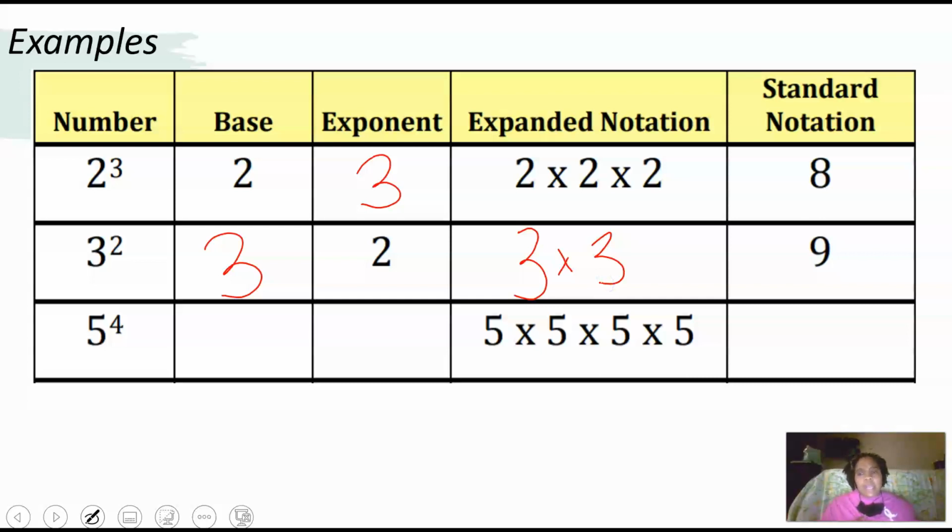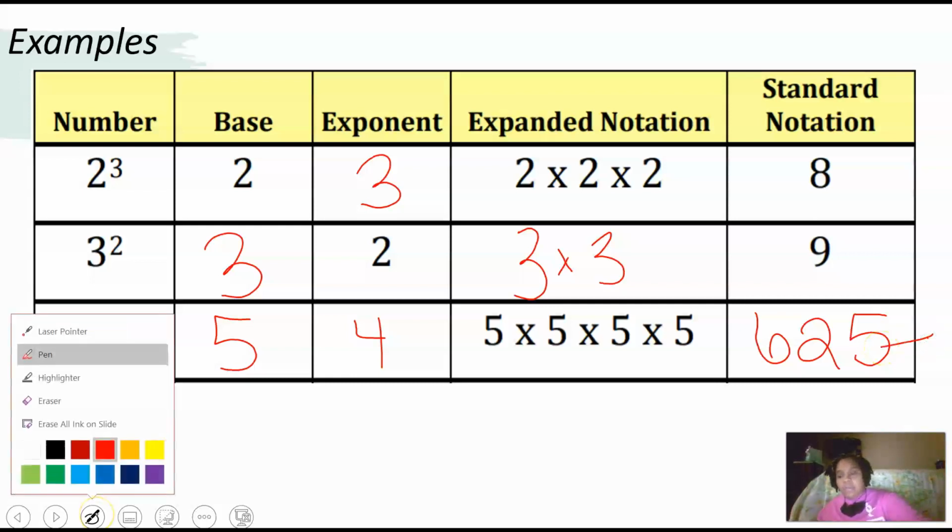Now what happens when you take a number like 5 and the exponent is 4? Well, we have 5 times 5 times 5 times 5, where when you multiply 5 four times, the number is 625. And there we go. So when you look at it, we have an exponential growth factor here.